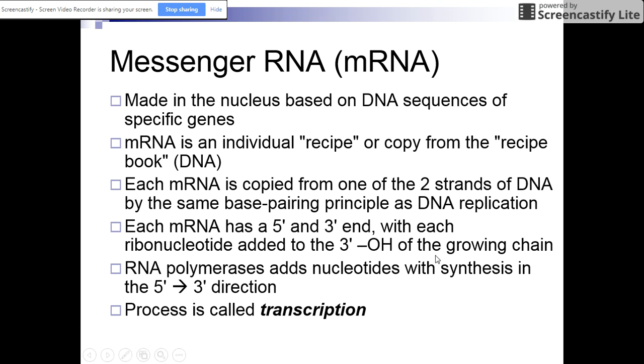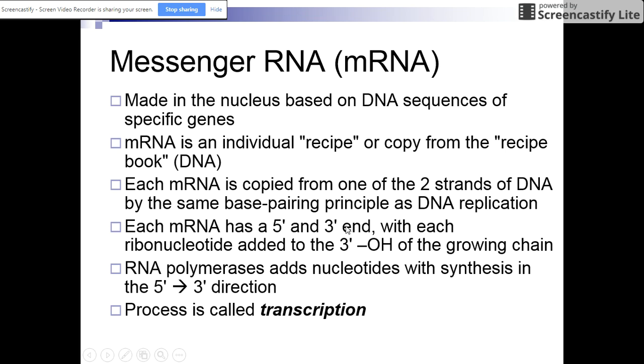Each mRNA is copied from one of the two strands of DNA using the same process as what we learned in DNA replication. There's complementary base pairing that happens, the same sort of thing that happens in DNA replication. As we start to move through the different steps of transcription, I want you to think about a comparison between transcription and DNA replication. They are similar processes, but there are differences. So perhaps when you're studying, you create a table to look at the similarities and differences between the two.